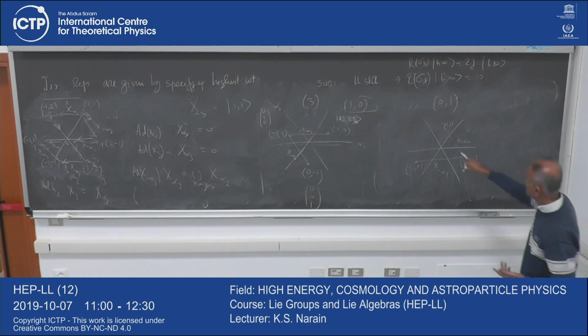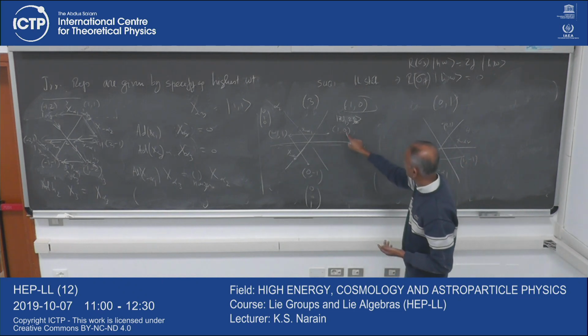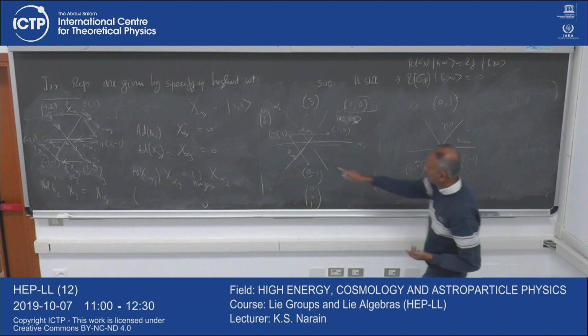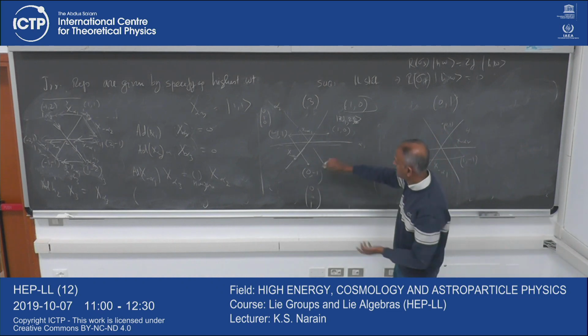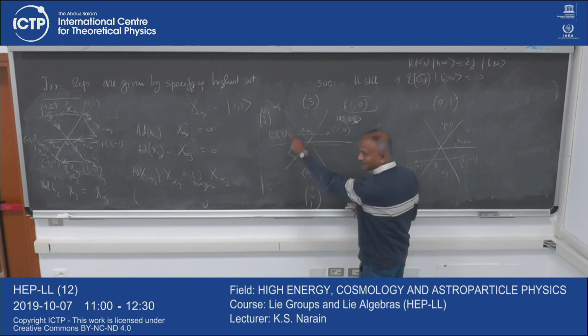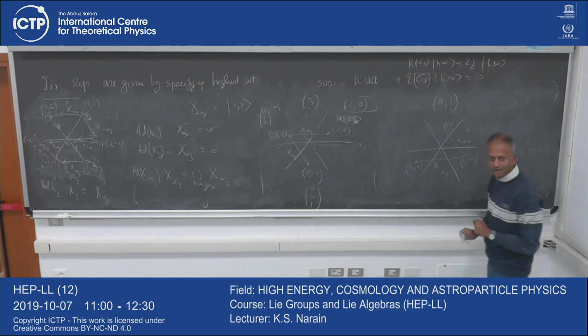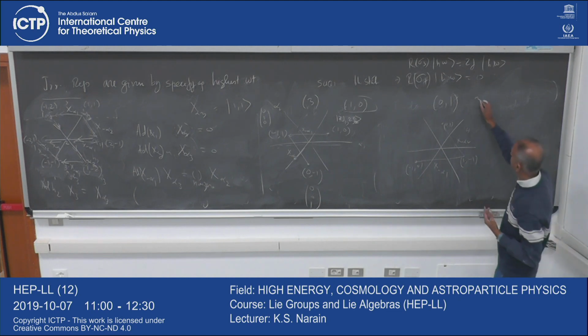But notice that these weights are exactly the minuses of those weights. Right? For 1, 0, you have a minus 1, 0. Minus 1, 1, you have 1, minus 1. And here you have 0, 1 and 0, minus 1. So this is just doing a parity, no? Not a parity, not reflecting, but for every point you go to the negative of that. And that's the way you get the complex conjugate representation, which is what we mentioned some time back. So that's why it's called 3 bar.